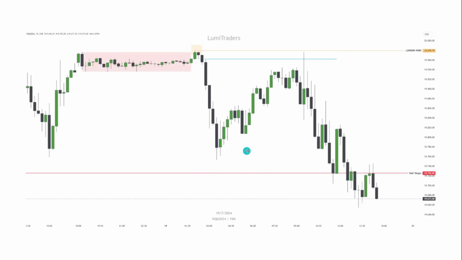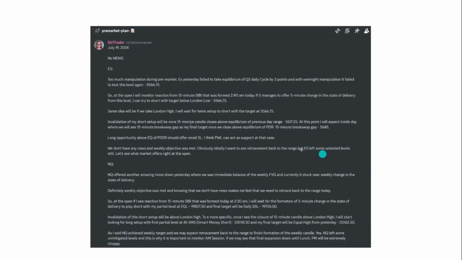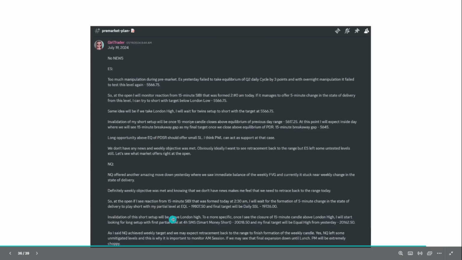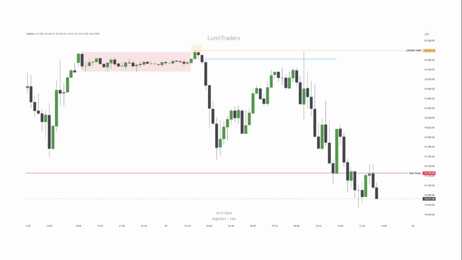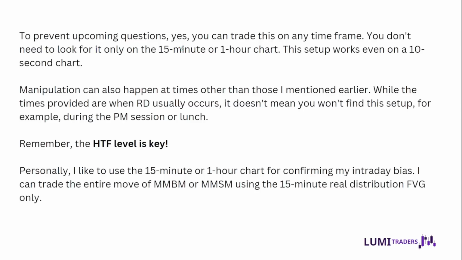We got partial at these equal lows. We got final target right here. Exactly what I stated in my pre-market plan. Invalidation of this short setup will be above London high. Why? Because this London high is intermediate-term high. Here we go. Perfect trade.